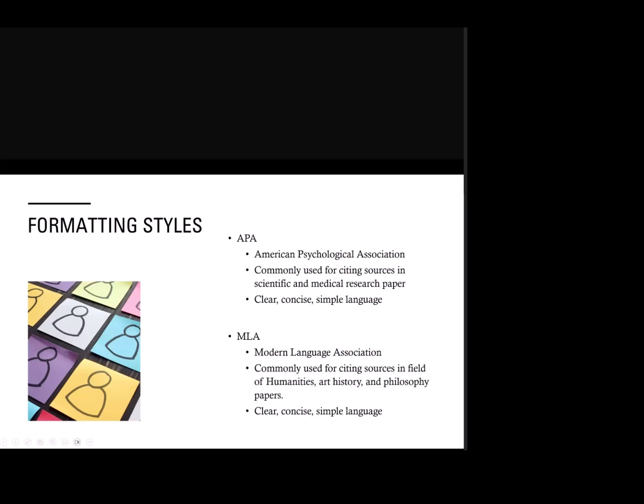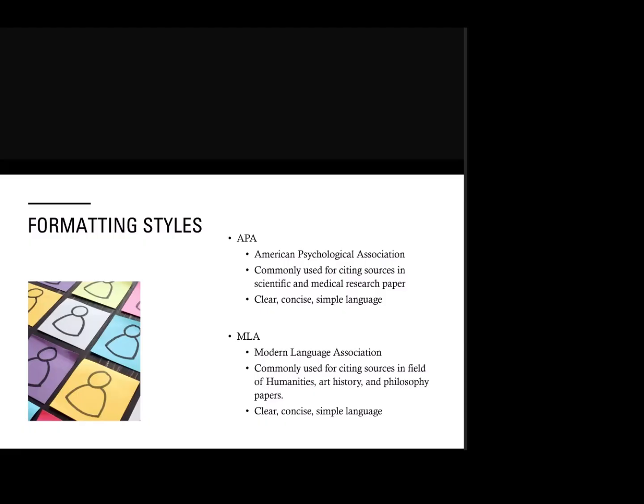There are different types of formatting styles. And the formatting styles that are the most common are the APA style, right? And the APA style is American Psychological Association. It's commonly used for citing sources in scientific and medical and research papers. The way this is formatted provides the reader to be able to read a very concise and clear paper that provides very simple language as well.